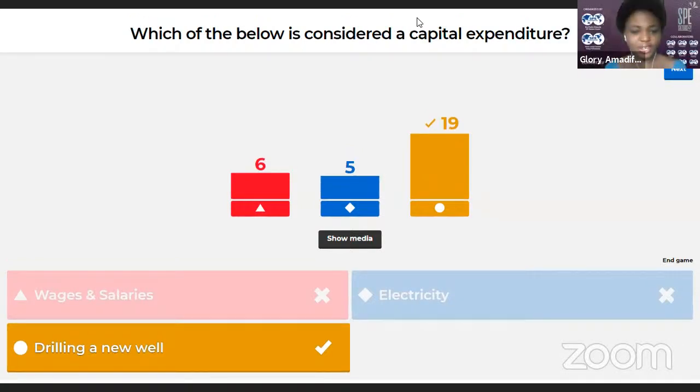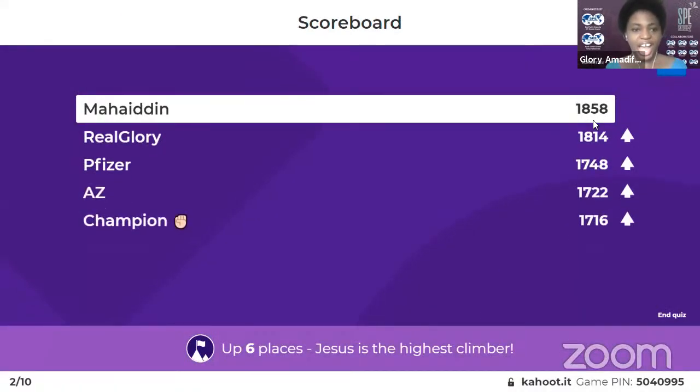Anyway, 19 persons too. Wow, the answer is drilling a new well. Okay, and who is in the lead? Regularly second, and we have Mahiden. Oh, cool. That's it. And we have Champion as fourth, AC as third, Champion as fifth.